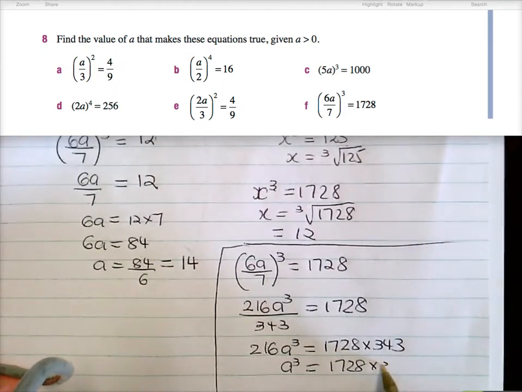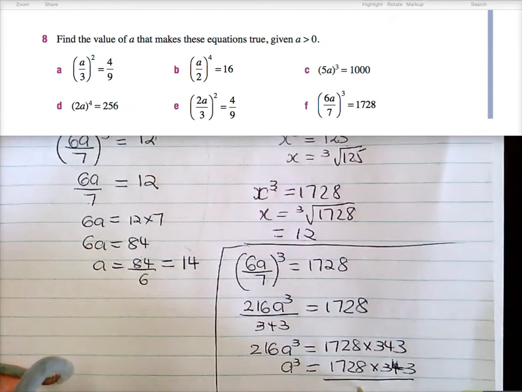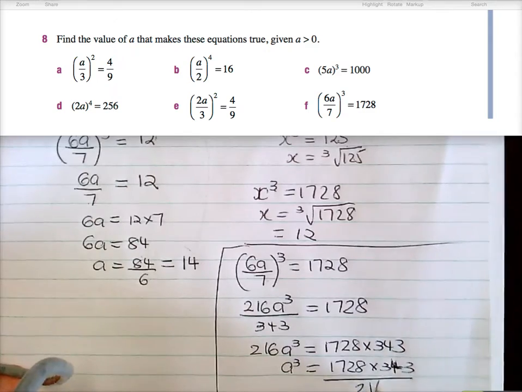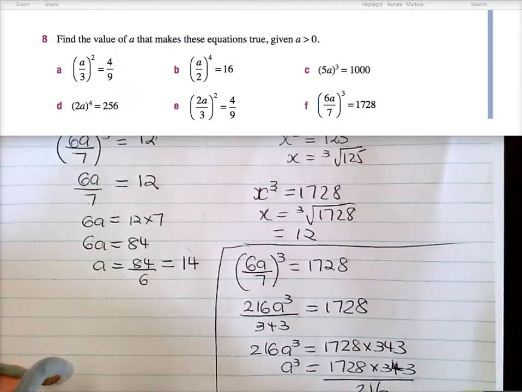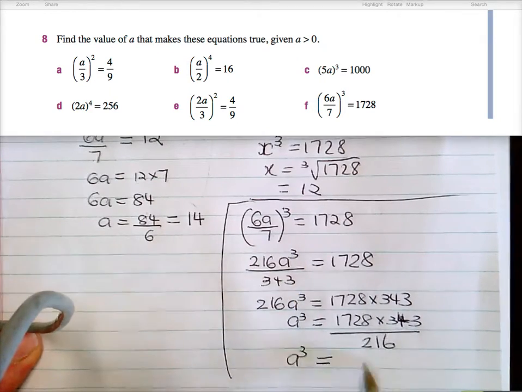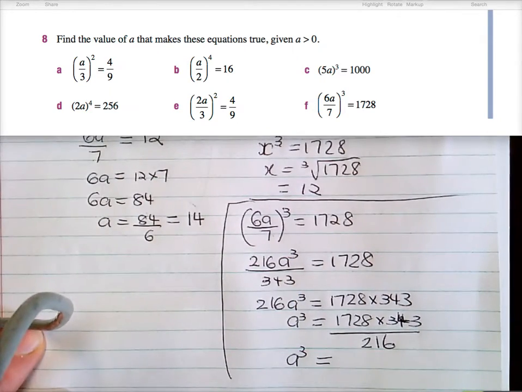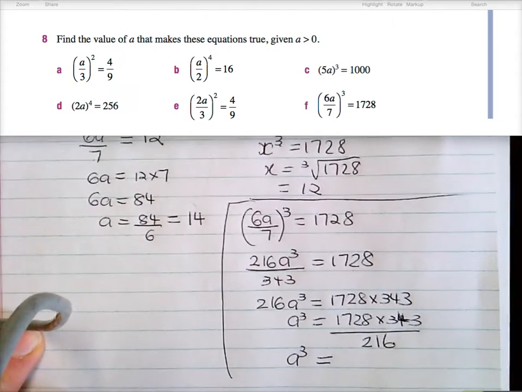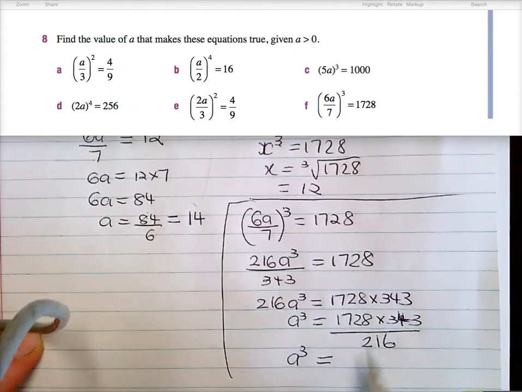What would I do now? What am I going to do with that 216? Divided by 216. See how this is very messy? I wouldn't do this. I'm just making a cubed the subject, solving for a cubed. Then you get that, and then you've got to cube root it. Can you see how messy it is? I wouldn't do this. It's not the idea of this question.